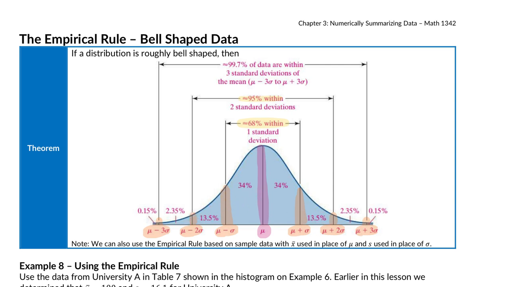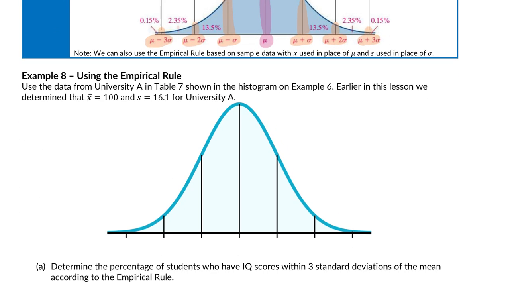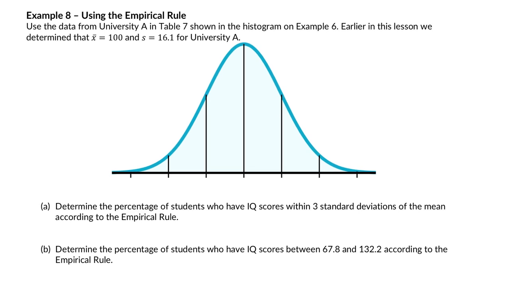And if you jump 3 standard deviations away from your mean, then 99.7% of your data are going to be within 3 standard deviations, which means we can make a lot of really good conclusions about our data if we know that it's roughly bell-shaped and we know the mean and the standard deviation. So let's see what this looks like in practice. Example 8 is using the empirical rule to make some conclusions.